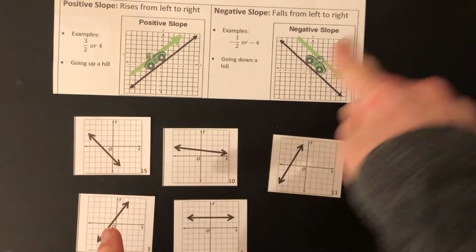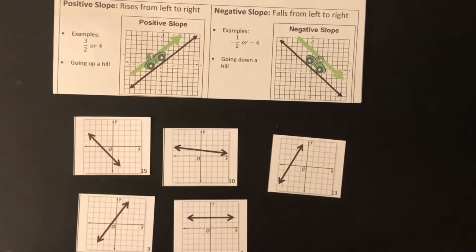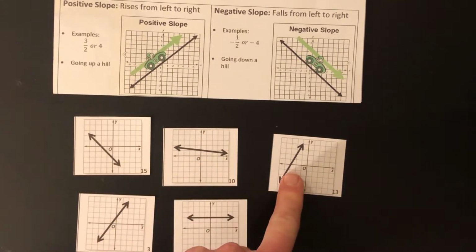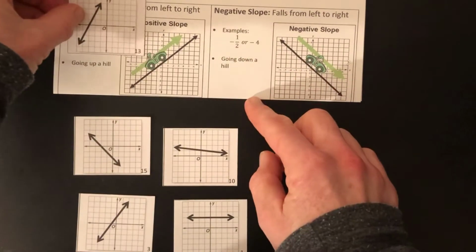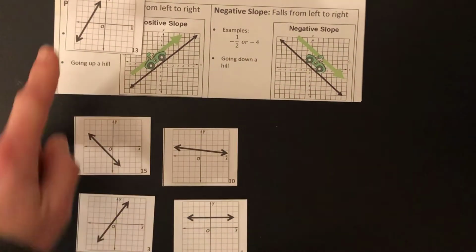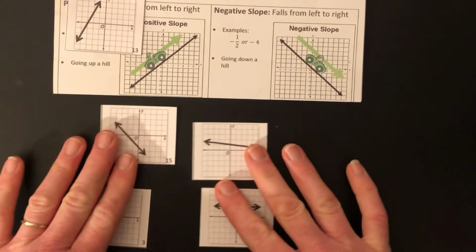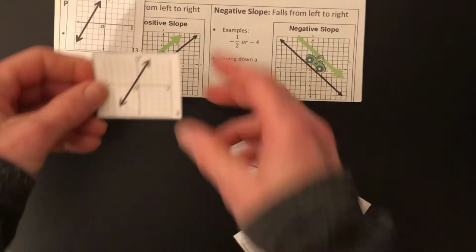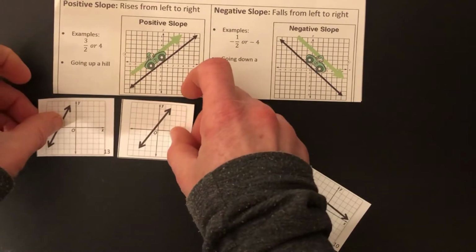Positive is going up this direction right here. Let's see, this one resembles that. You see it's going up that direction. That one's positive. And this one is positive. So here are our two positive slopes.